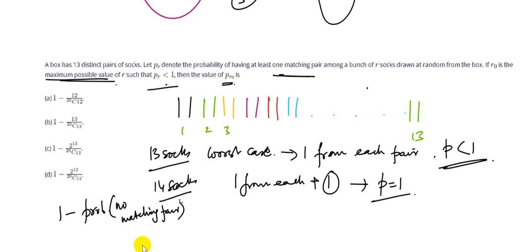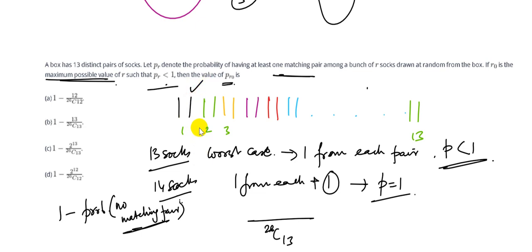So, what is the probability of no matching pair if I pick 13? The number of ways I can pick that is 26C13. Now, what would be my numerator? 13, sir. This is the mistake that 99% of students will make. Why 13? I am picking 13 socks, and I am counting the pairs, and I don't want a matching pair. That means from the first pair, I can pick 1.